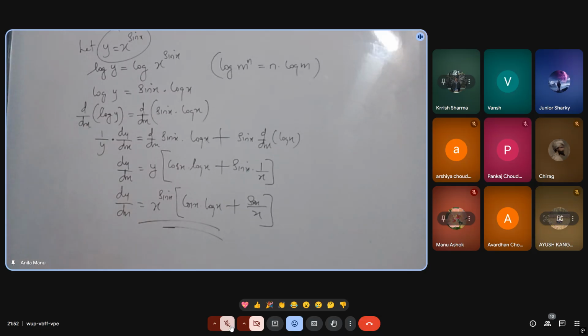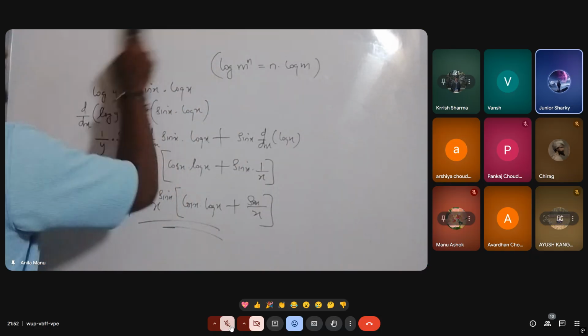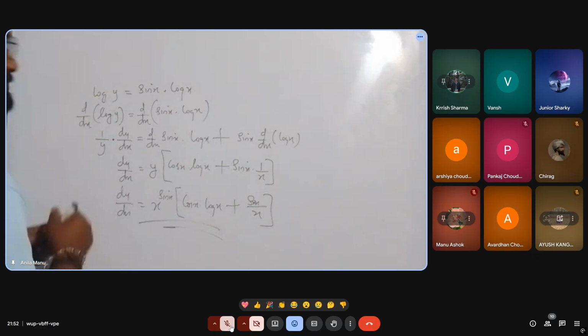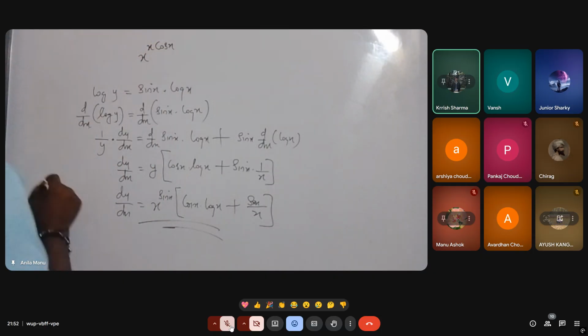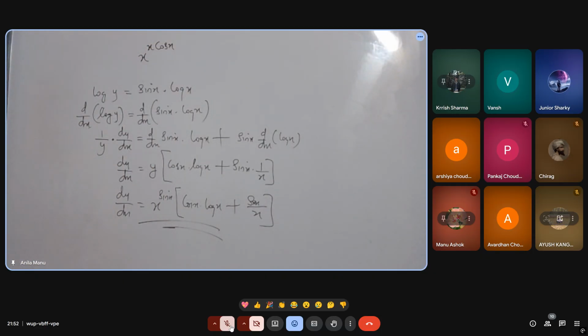x raised to x cos x. x raised to x cos x. Try this one.